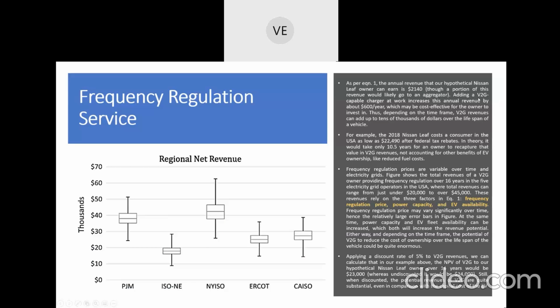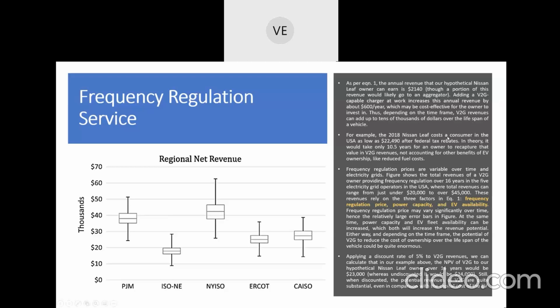So if he participates in service from office also, he gets $600 more per year, which may be cost effective for the owner to invest in EVs, because we know that the upfront cost for EV is more when compared to gasoline based vehicles. But if he invests, such an avenue is there for earning, then people will be more encouraged towards investing on EVs. Thus, depending on the time frame, V2G revenues can add up to tens of thousands of dollars over the lifespan of the vehicle.